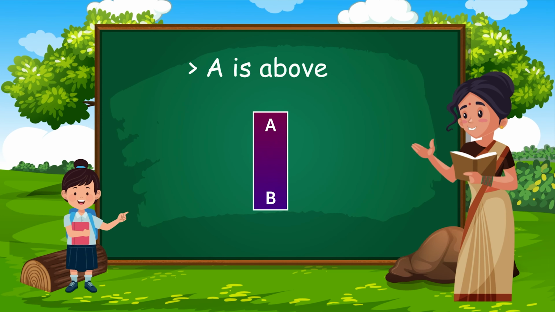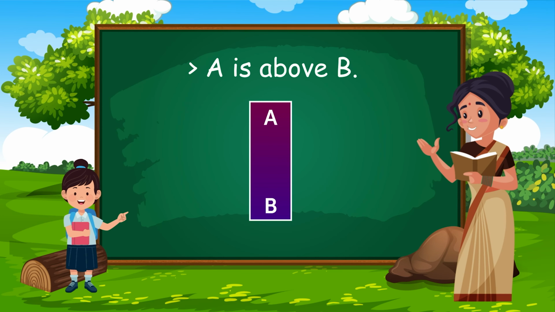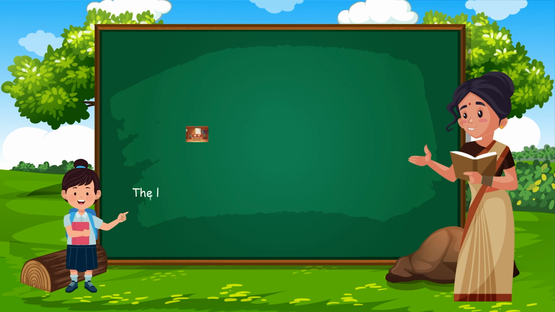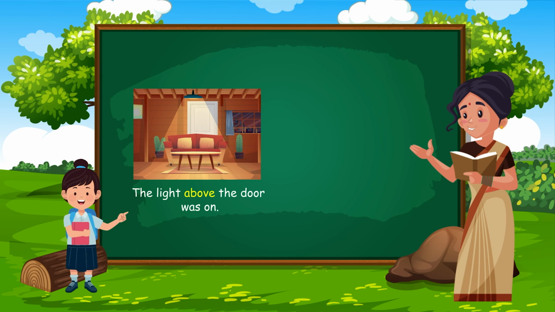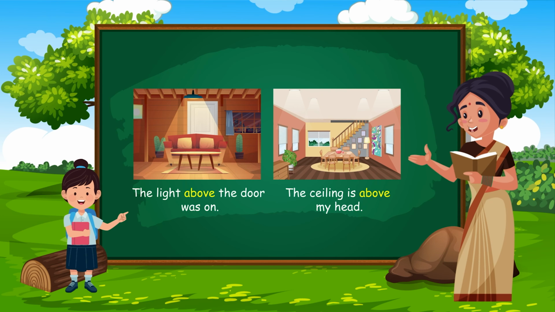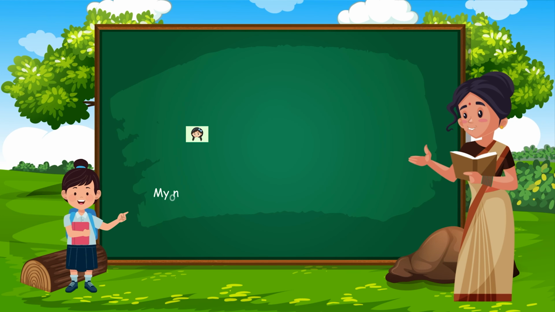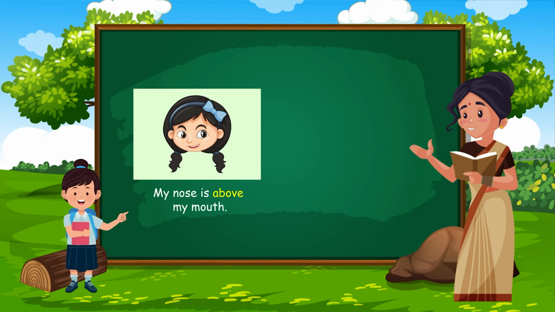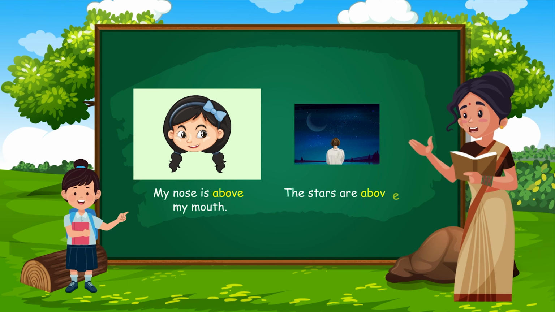A is above B. A is at a higher position when compared with B. A and B are not touching each other and there is no movement. So, we use the preposition above. The light above the door was on. The ceiling is above my head. The nose is above my mouth. The stars are above my head.